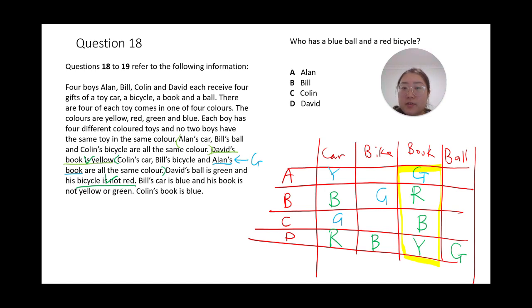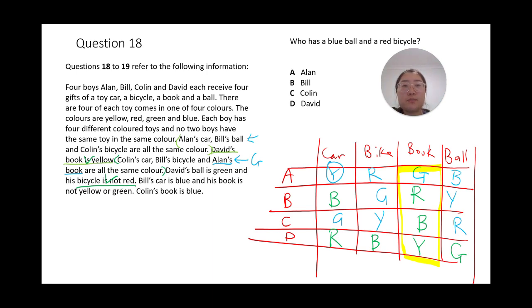From here, let's go to this one. Alan's car, Bill's ball, and Colin's bicycle are the same color. Alan's car is yellow, so Bill's ball must be yellow, and Colin's bicycle must be yellow. So now I can fill in the blanks. Here we have yellow, blue, green, so this must be red. Green, yellow, blue. What's left over? Red. And this one, yellow, red, green, blue. Now you double check that none of the columns or rows have 2 of the same letters. They don't. So that confirms that you are correct and you've solved it, cracked the case.